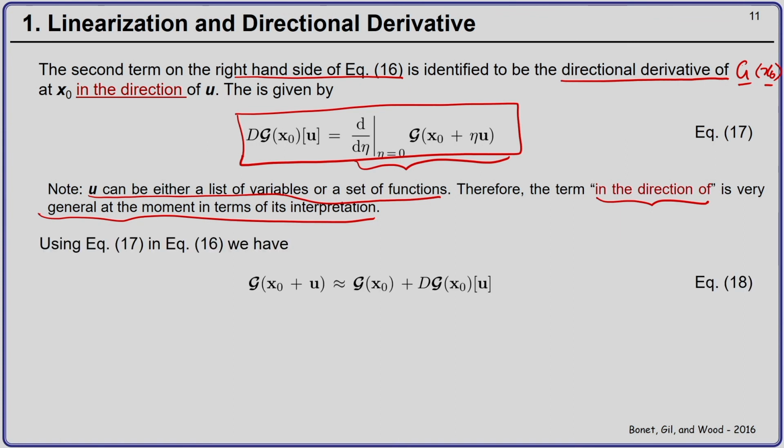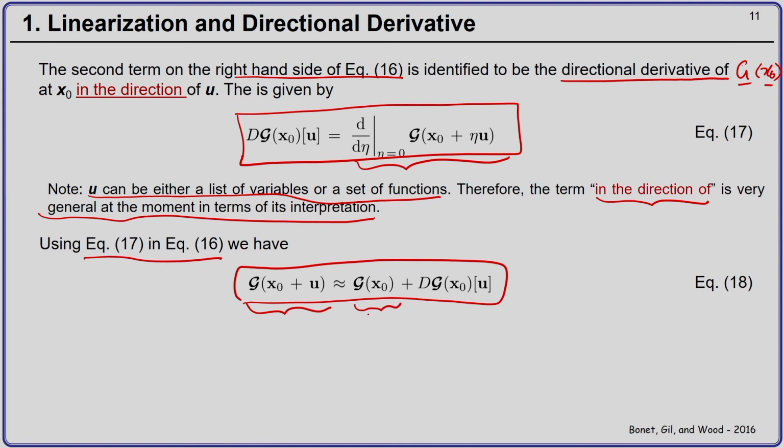Now, when you use equation number 17 in the right hand side of equation 16, we will get the new approximation of the function value g of x 0 plus u, as the old value of the nonlinear equations at x 0 plus a linearized approximation dg evaluated at x 0 in the direction u.